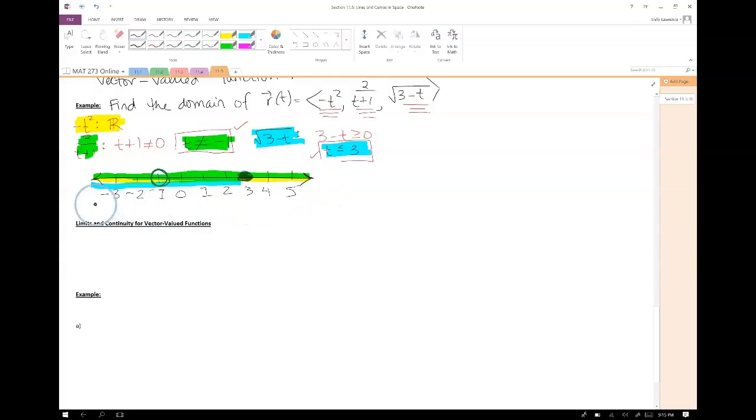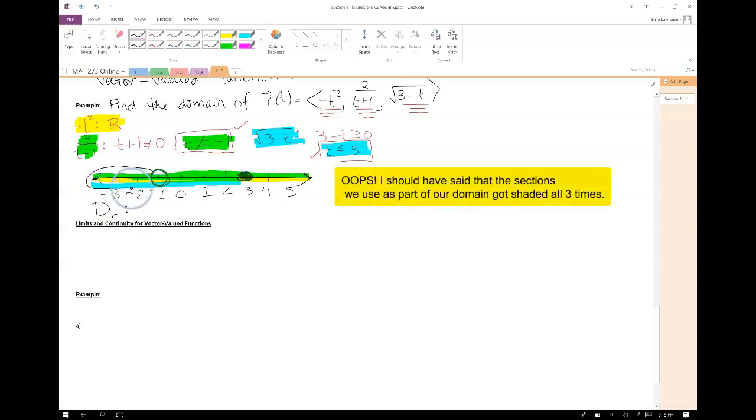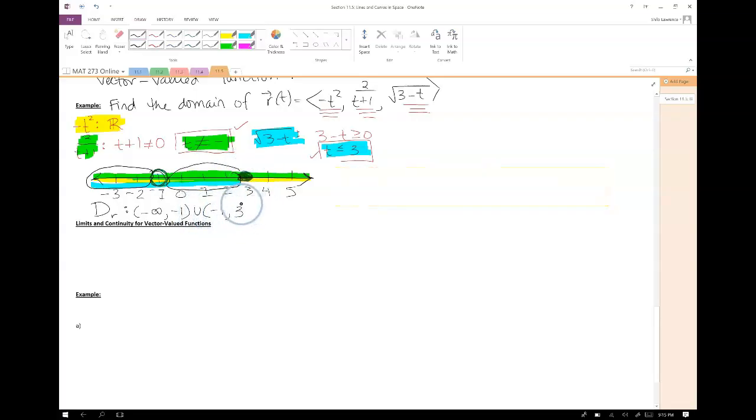So the domain for r, well, all of this right here got colored all 3 times. So that would be negative infinity to -1. But because there's an open circle on -1, we can't use -1. And then this section here got colored all 3 times as well. And that section goes from -1 to 3. And 3 is a colored in circle, so we can put a bracket on that.